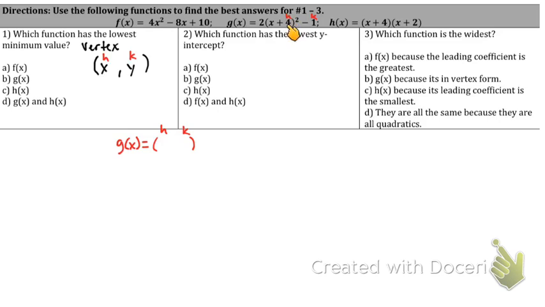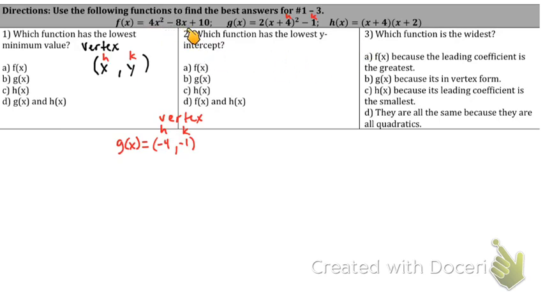This is stuff we did before Thanksgiving break. So our h is really the x value of our vertex, so -4. And our k value is the number adding or subtracting on the outside, so that's going to be -1. So the g of x vertex is -4, -1. So -1 is the lowest point here. Now we've got to see how it compares to these two.